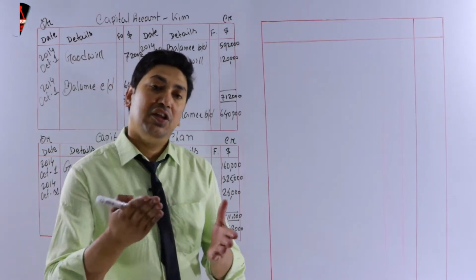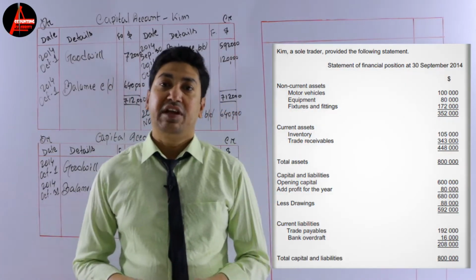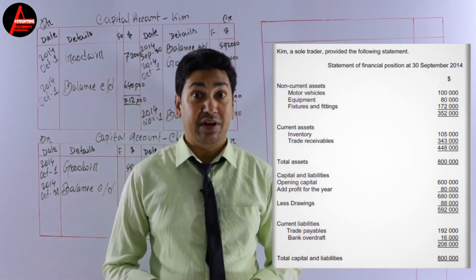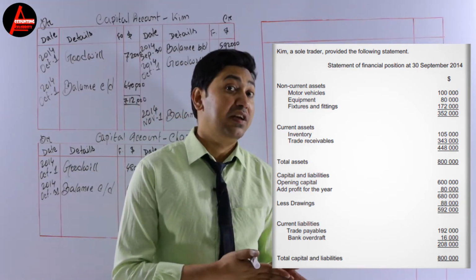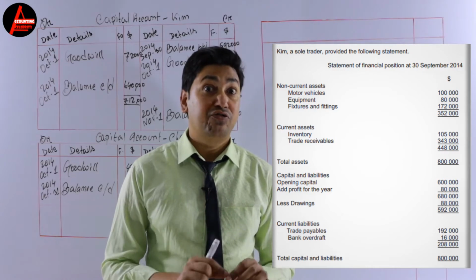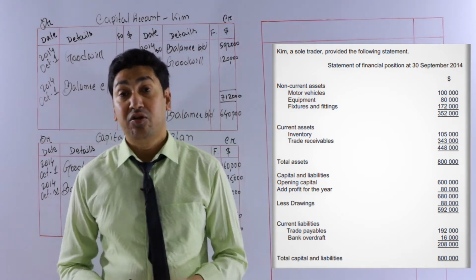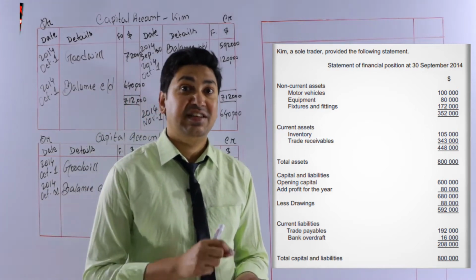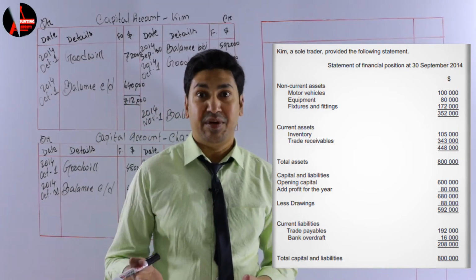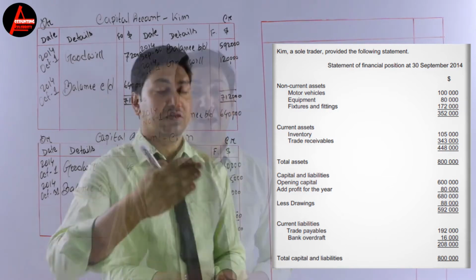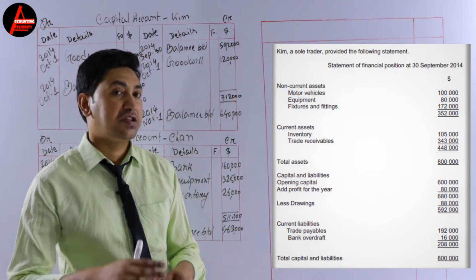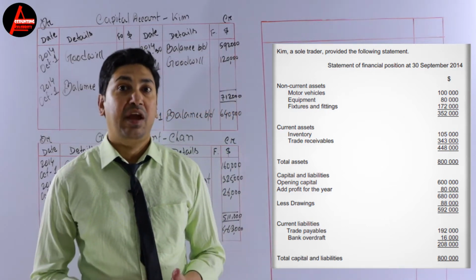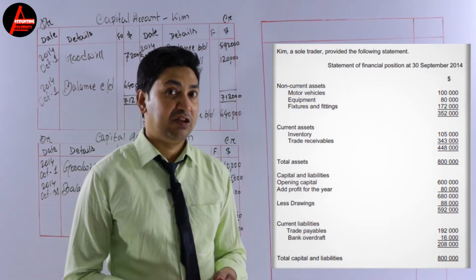So here, look at the question. Already, the statement of financial position is given. It is prepared. So what was the question here? This is a sole trader business, but later on one more partner is taken and the business is converted to a partnership business. Look at the statement of financial position. We will follow that one and update where it is required.